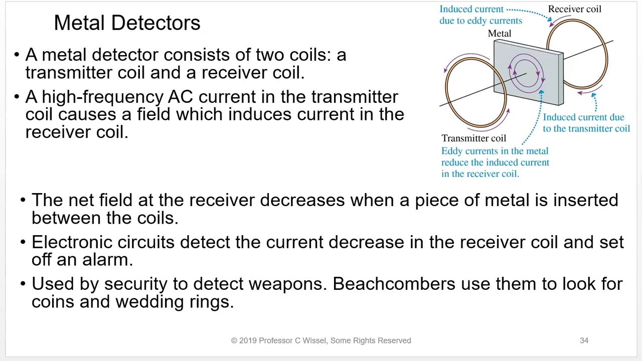Okay, so as promised, here's how metal detectors work. A metal detector consists of 2 coils, a transmitter coil and a receiver coil. High-frequency AC current in the transmitter coil causes a field which induces current in the receiver coil. The net field at the receiver coil decreases when a piece of metal is inserted between the coils. Electronic circuits detect the current decrease in the receiver coil and set off an alarm. This is used by security to detect weapons because most weapons are made out of metal. Beachcombers also use them to look for coins and wedding rings.